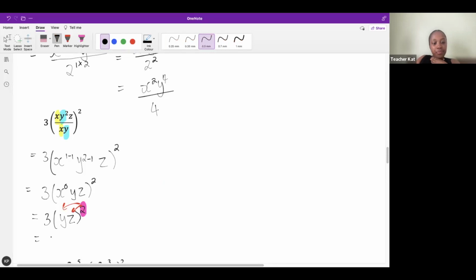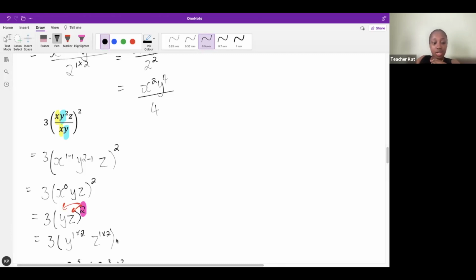So 3 times y to the power of 1 times 2. You see, there's the 1 again, because y times 2, excuse me, not times 3, times 2. Because there was no exponent, we know it's to the power of 1, and z to the power of 1 times 2.